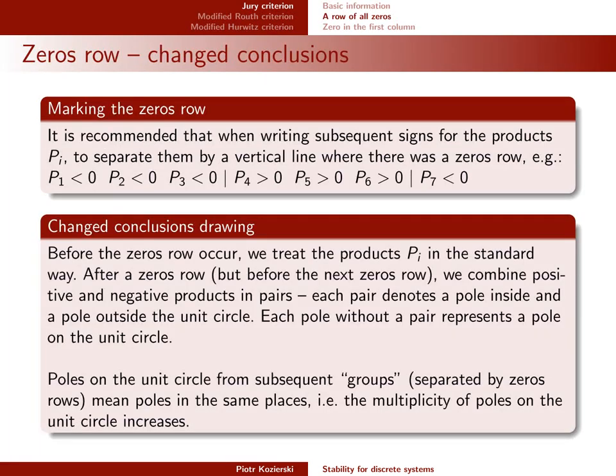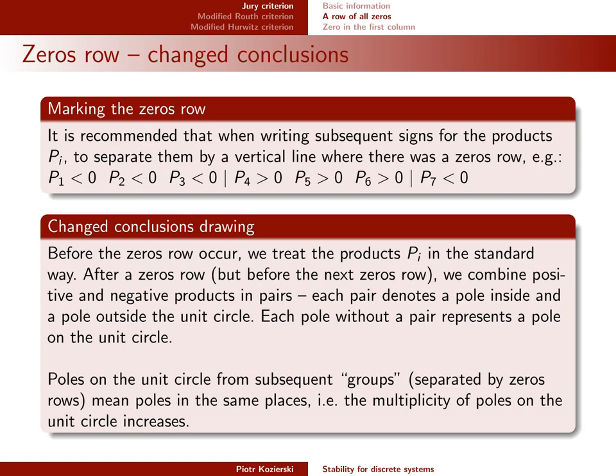Moreover, after a zeroth row appears, conclusions should be drawn in a slightly different way. I recommend marking it with a vertical line between the products pi, between which it occurred. Products before a zeroth row mean the same as before. If there were several zeroth rows, we consider each group between the zeroth rows separately.